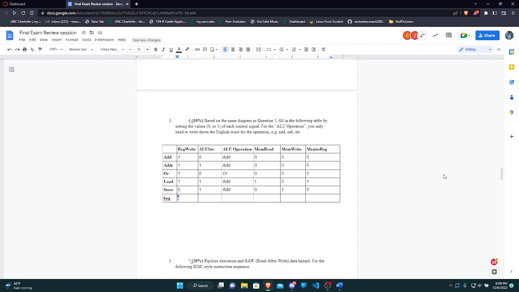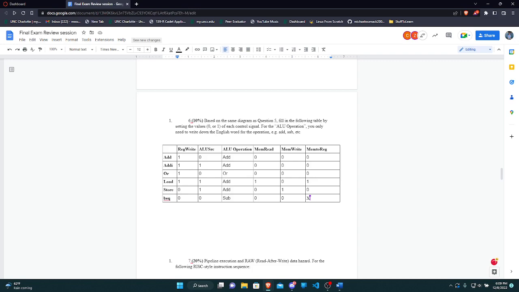So branch. A branch is RS1, RS2, and the immediate or the label. So we're not writing to a register. We're not generating an immediate because we have an RS2 value. And for a branch, we're subtracting to see if the two numbers are equal in this case. And we're not reading from memory, we're not writing to memory, and we're not putting anything into a register at all. So that one's an X.